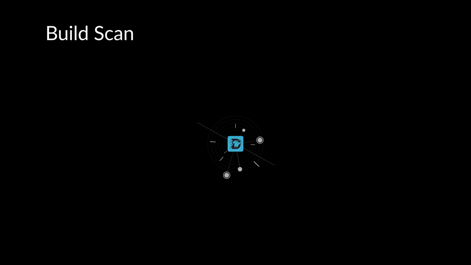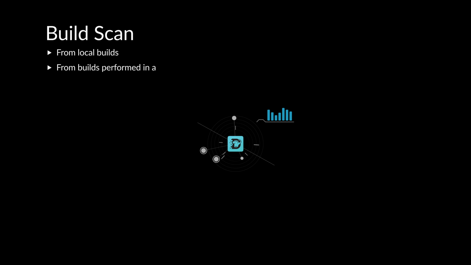The data that drives all these dashboards is build scan data. Build scans can be published for local builds and builds performed in a continuous integration environment. This gives you a view of not only the builds and tests which are performed in a central environment like CI, but also what's affecting your developers day to day on the laptops they use and the machines they use to do their local builds.